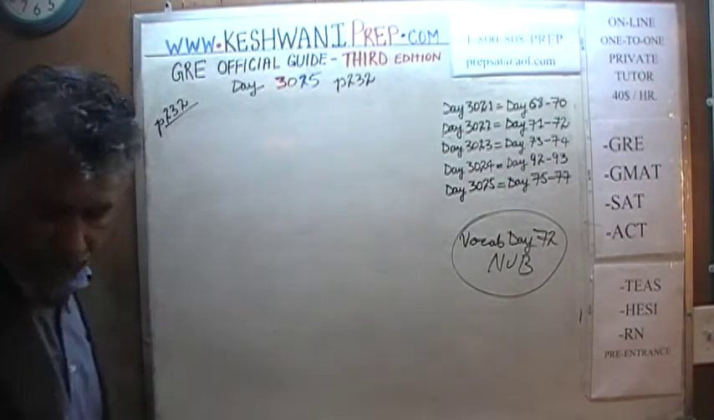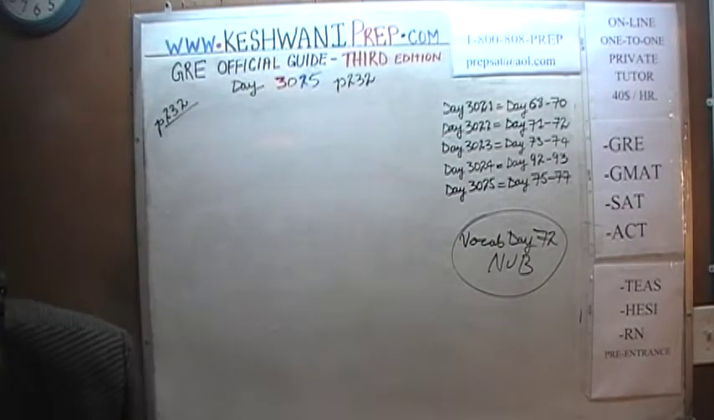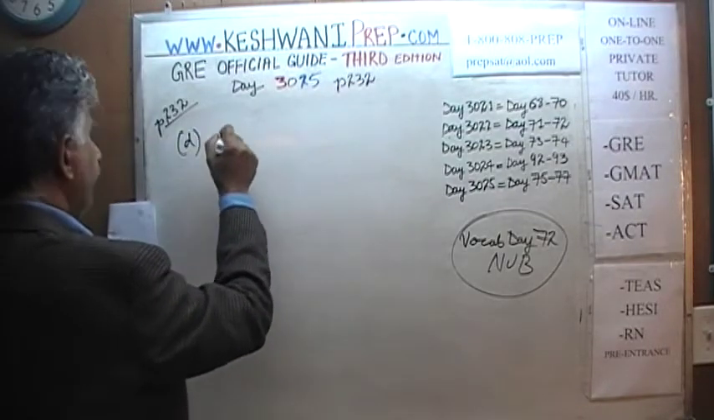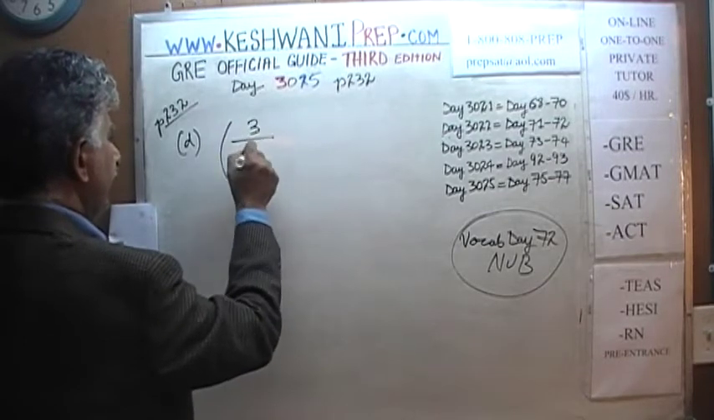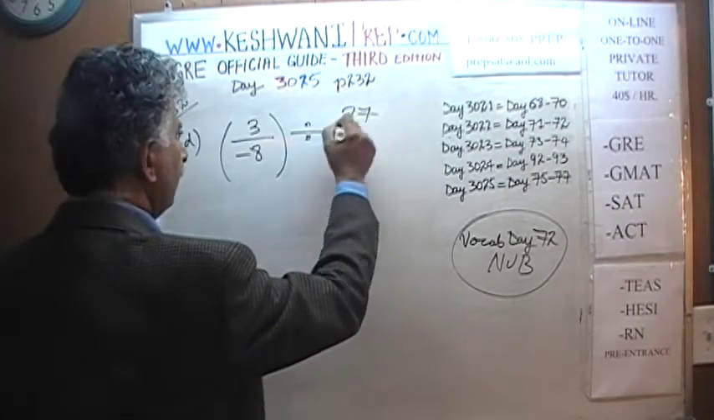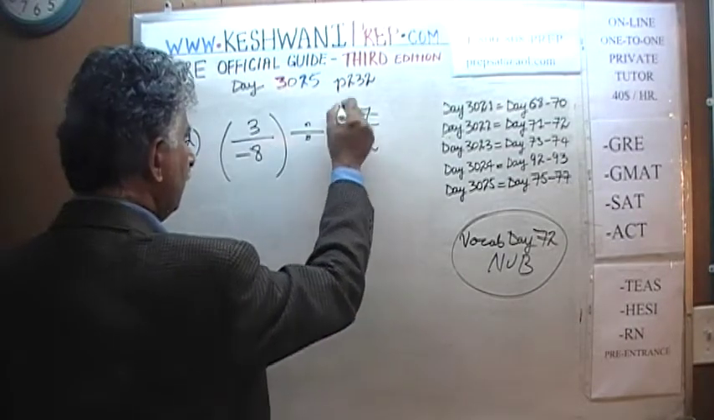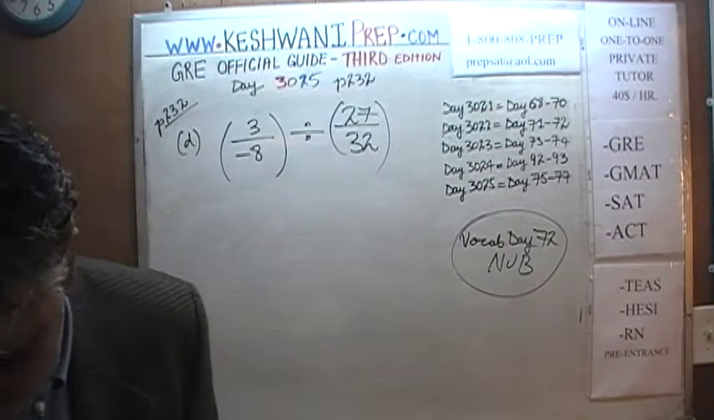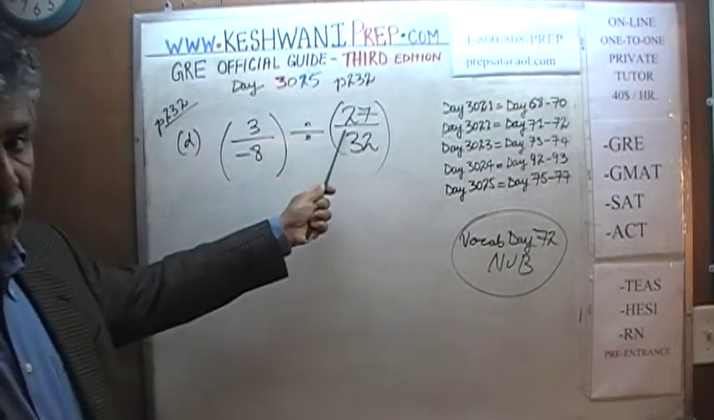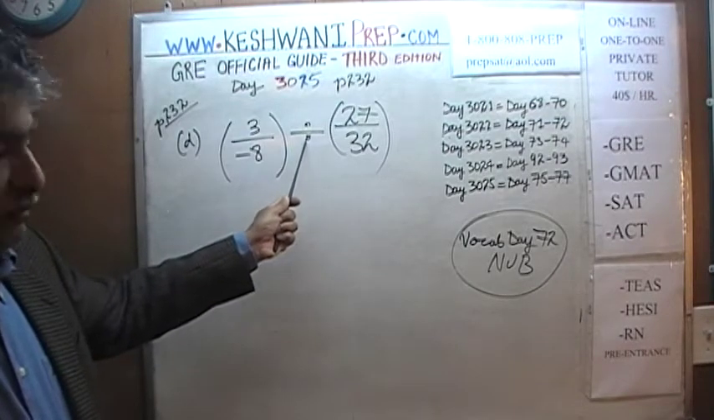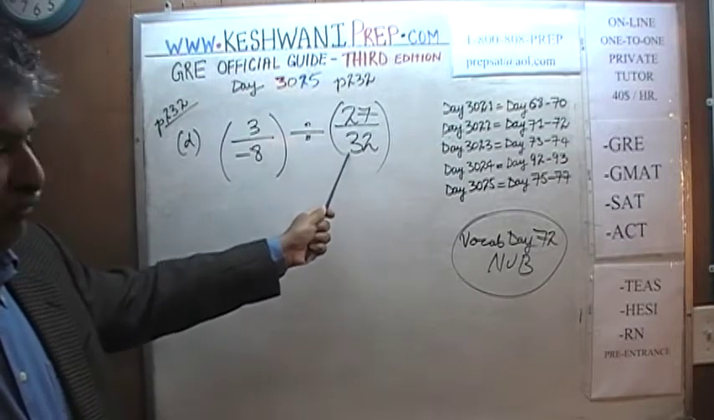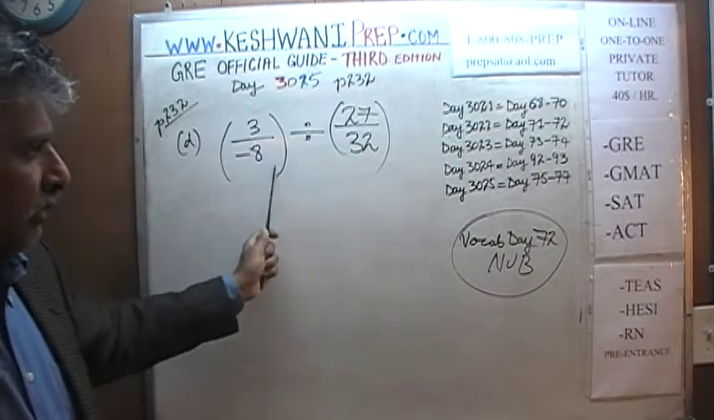We have 3 over negative 8 divided by 27 over 32. Is that right? Yep. And we know when we have to divide one fraction by another fraction, we convert this division sign into a multiplication sign, and we multiply the first fraction by the reciprocal of the second fraction. And this is what I'm talking about.